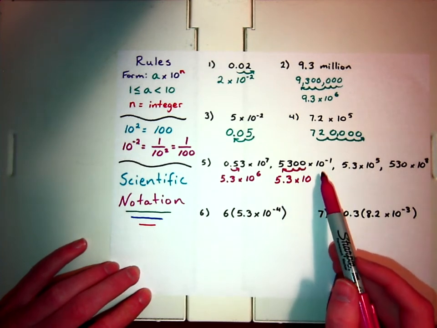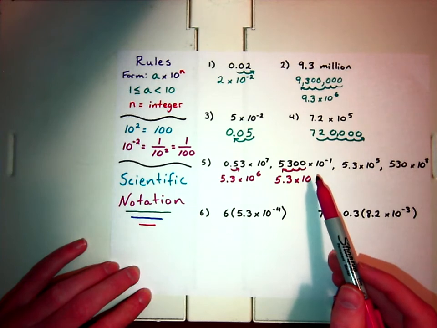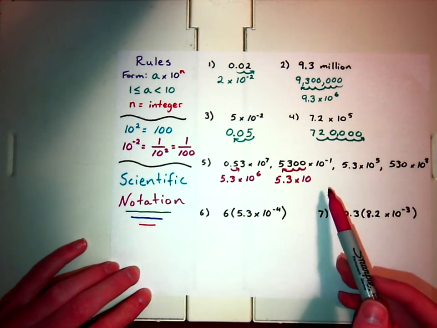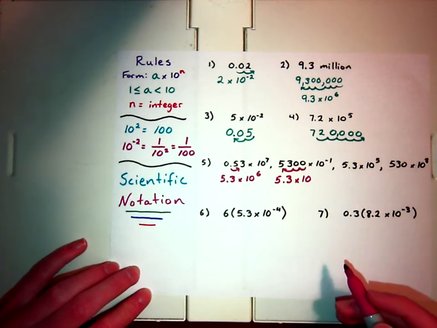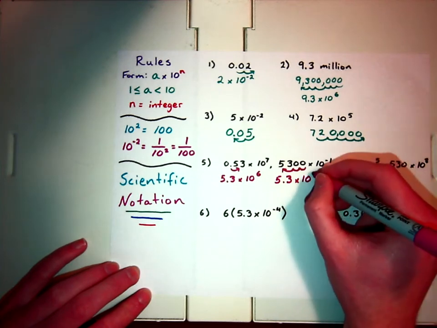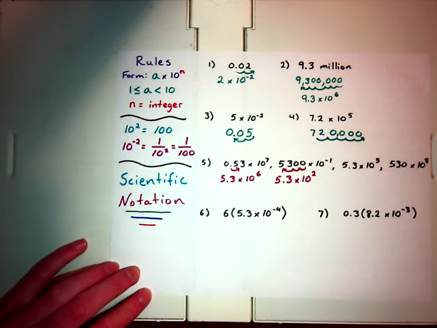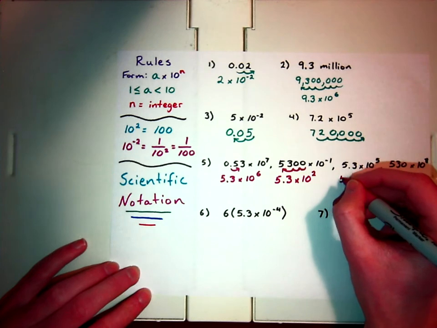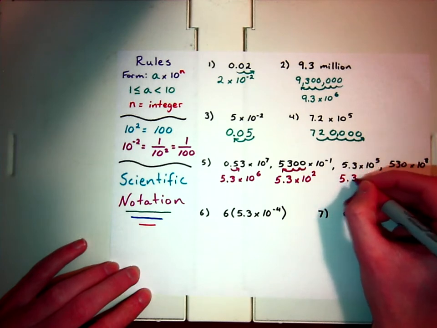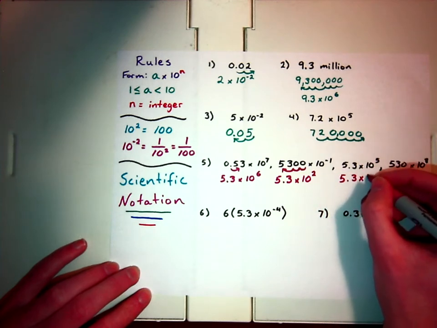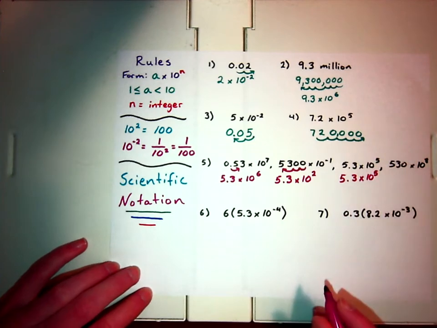But we're already given 10 to the negative 1st. So what we look at is we say, well, if this would be to the 3rd power, we say 3 plus negative 1, and that's going to give us 2. So our exponent would be 2. This one was already in scientific notation, so we don't need to even change that one.